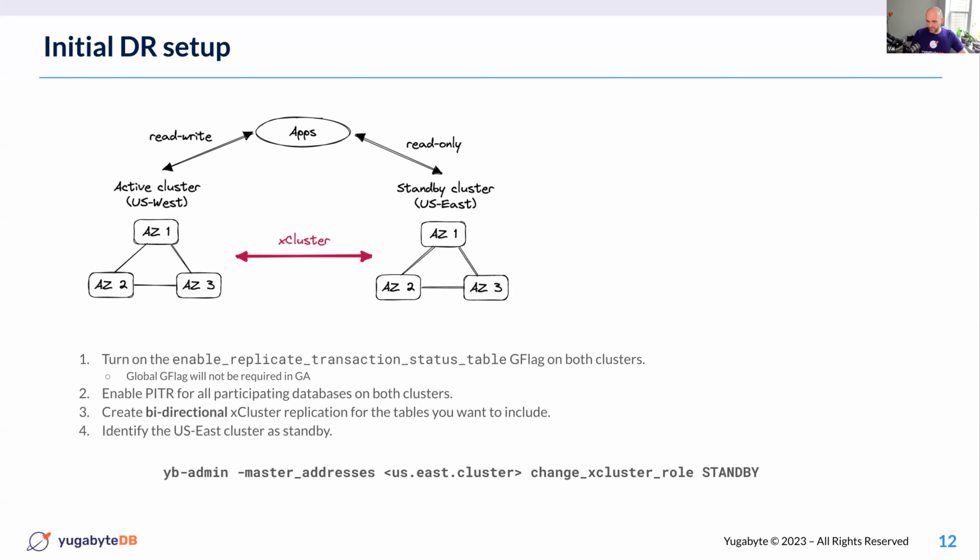Because when you fail over to standby, you want replication to go the other way. So you need to have this set up initially. And then you also identify, in this case, the cluster in the US region as a standby. So you identify one of those clusters as a standby, and for that there is a new API in yb-admin, change xCluster role, which can be standby or active, and we'll see in the demo how to use that.